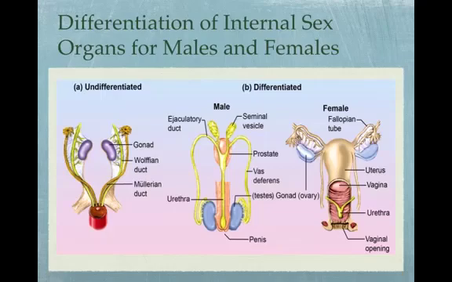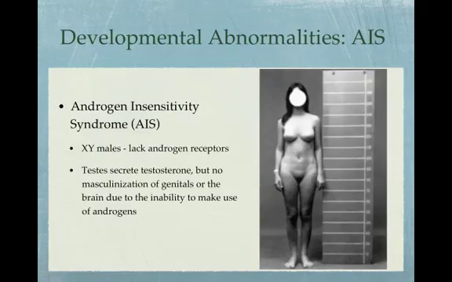Just as we saw in terms of chromosomes, occasionally development goes awry at this stage, and abnormalities can result. One of these is androgen insensitivity syndrome, or AIS. This individual is a male, so the genotype of this individual is XY. However, androgen insensitivity syndrome is caused by a lack of androgen receptors. So even though the fetus was circulating testosterone, there were no receptors in that male fetus to be able to take advantage of that testosterone to masculinize the fetus.